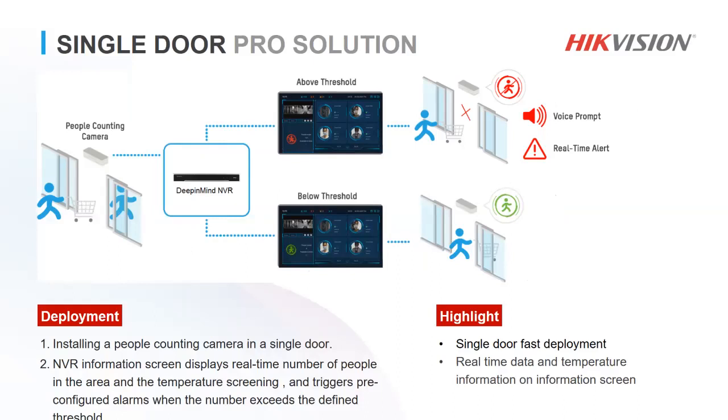Using the same idea with our cameras, again the people counting, the 7-series or the AcuSense, we can also couple with a DeepinMind NVR, and using the 7-series or the AcuSense, this will give us the ability to run facial recognition if required, or run mask detection as required, as the camera is counting people in and counting people out at the same time. And again, we can generate all the alarms and audible triggers as required.